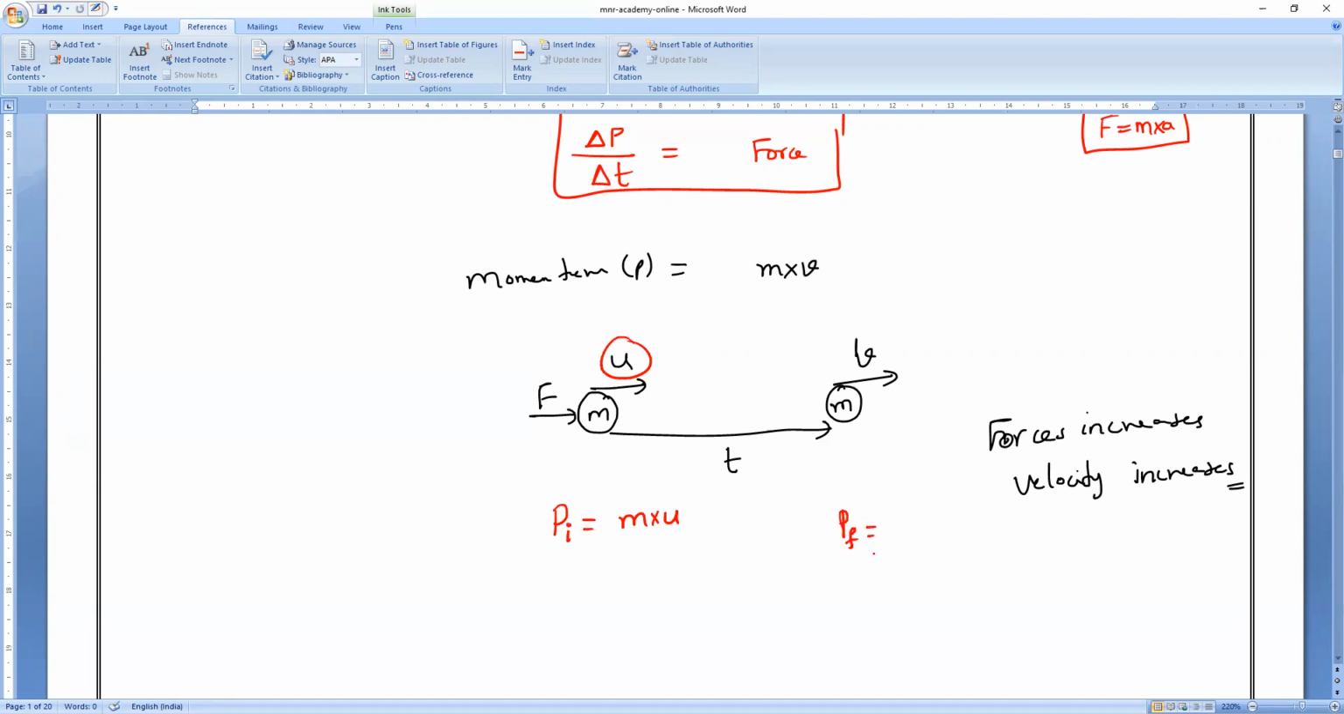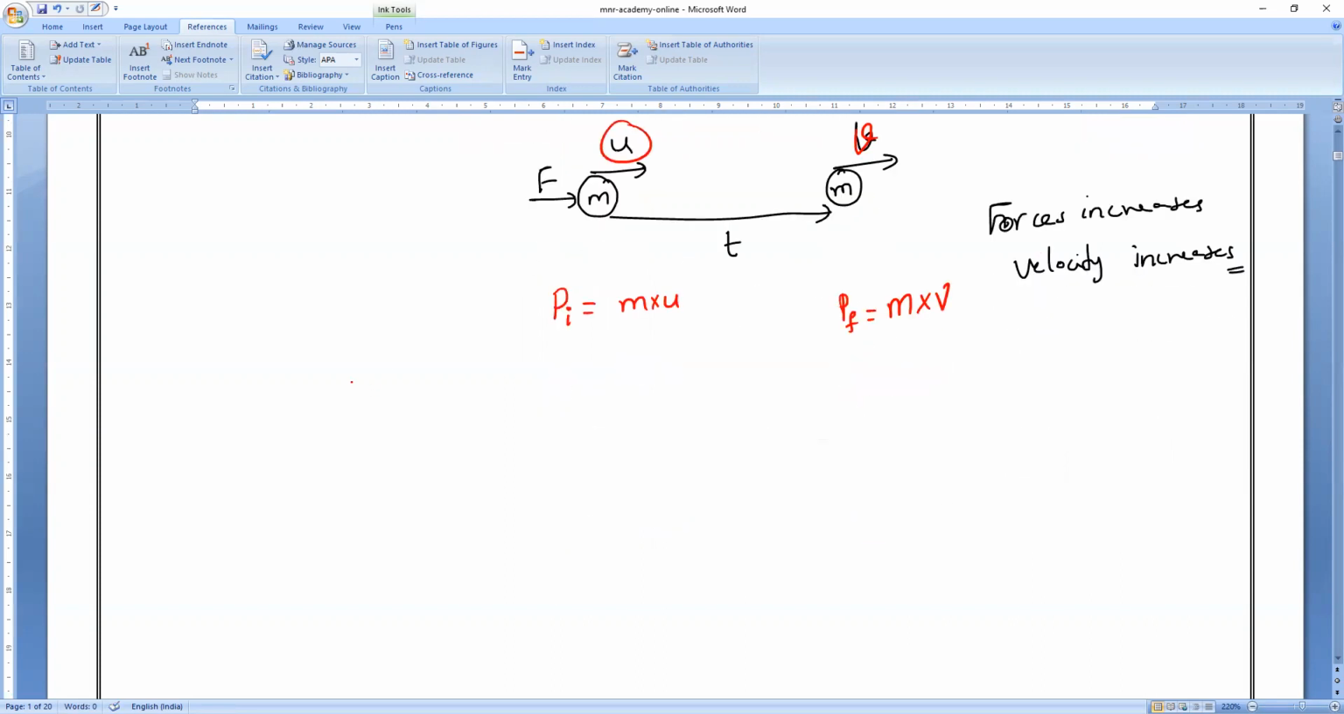Final momentum is equal to mass times velocity V. That is one. Now, we all know that F is equal to what? Change in momentum divided by change in time. Change in momentum means final momentum minus initial momentum, divided by time.